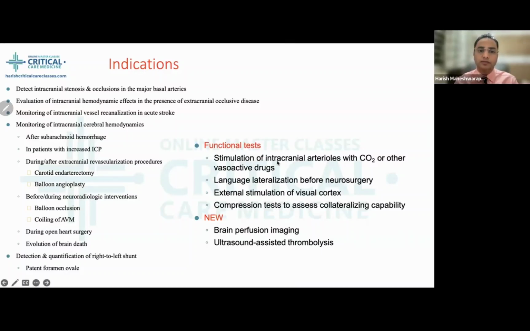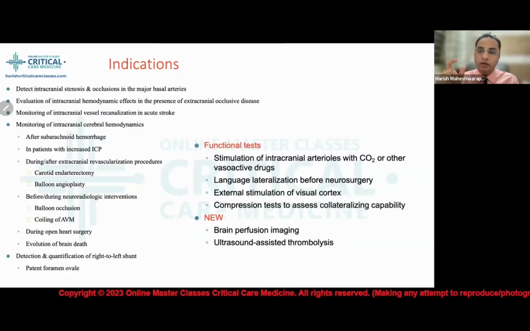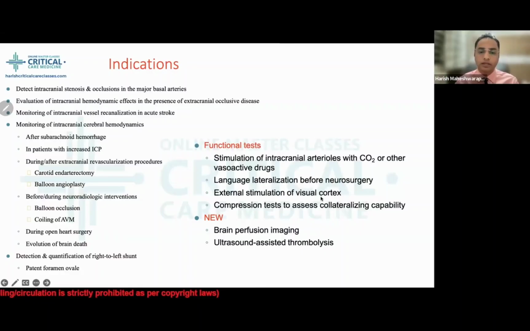There are some functional tests we can do with TCD. Stimulation of intracranial arterioles with CO2 or other vasoactive drugs, then we can see vasomotor reactivity to carbon dioxide, or changes in the oxygen level, or the effect of these vasoactive drugs. Language lateralization before neurosurgery, and external stimulation of the visual cortex, and the compression test to assess collateralization capability, are some of the functional uses.